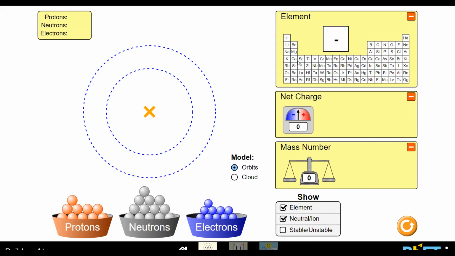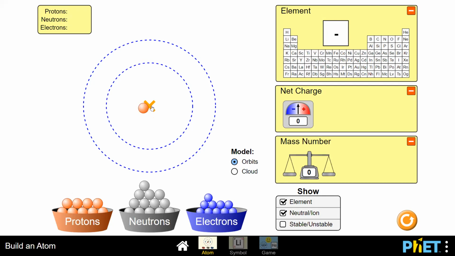Now, over the right-hand side at the top here, we have the periodic table with some of the elements. So hydrogen is really the first element. If we have 1 proton in the atom, then that's hydrogen.